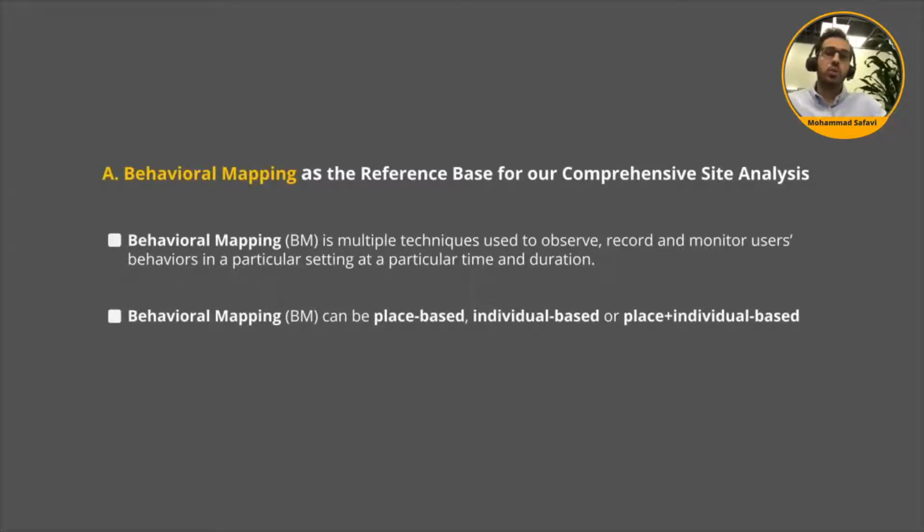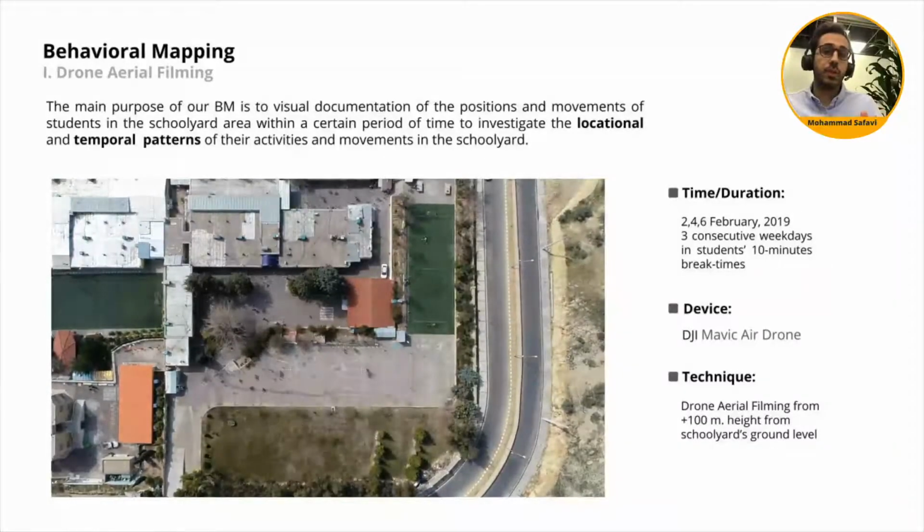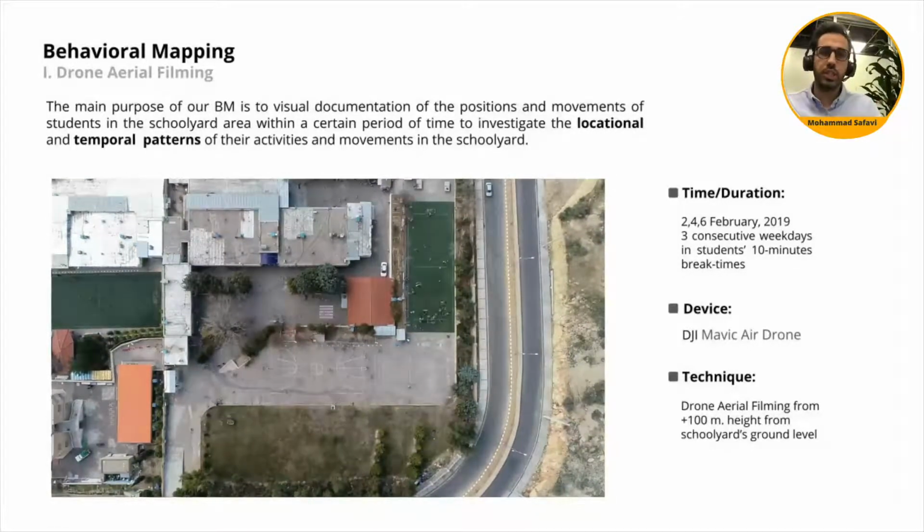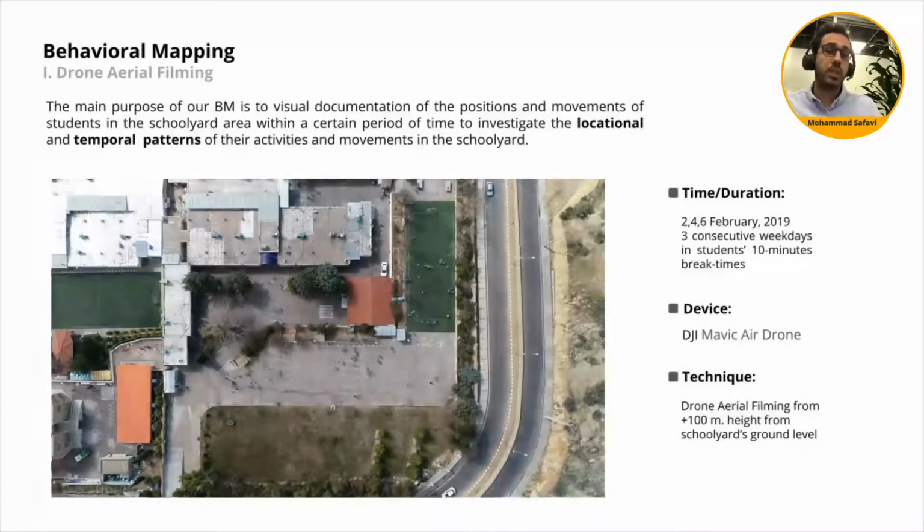In order to explore the opportunities that the schoolyard provides and focus on how children are actualizing the affordances that the outdoor environment offers them, we used behavioral mapping as a reference base for our comprehensive site analysis. Behavioral mapping could be based on place, individual, or a combination of all of them, which we used in our study. We were not able to use some of the common methods in behavioral mapping, such as tracking devices, due to certain regulations in the school. So we needed to come up with a new method.